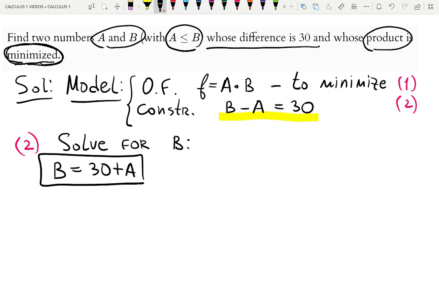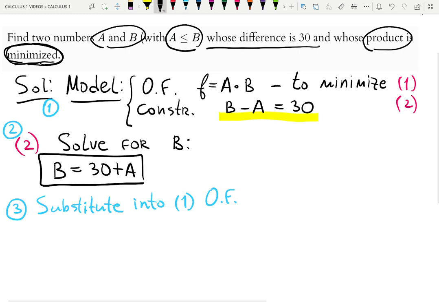Now we're going to substitute. Let me make steps for you. Step 1, create a model. Step 2, solve for one of the variables using constraints. Step 3, substitute into 1, which is the objective function. F that used to depend on two variables a and b now will be a, which stays as a, but b will be changed to 30 plus a.